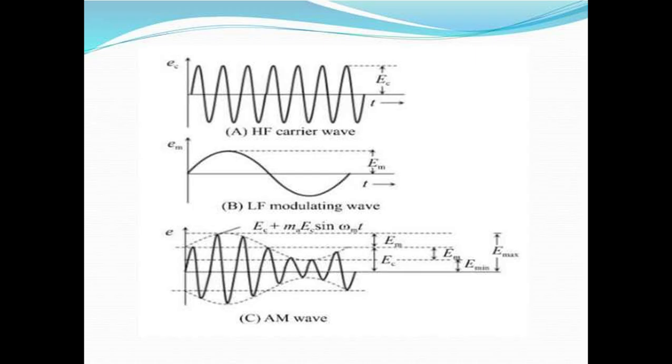High frequency carrier wave signal. This is the output block diagram of amplitude modulation. First one is the high frequency carrier wave. C means carrier wave, E means electromagnetic signal, so E suffix C. Second one is the low frequency modulating wave, that is the original message signal. The oscillator generates the carrier signal. The modulating wave is the original message signal. The carrier wave and the modulating wave go to the transmitter. The transmitter generates the amplitude modulated wave, a high frequency wave. The third diagram is the amplitude modulated wave. So EC, carrier signal plus message signal: EC plus m_a EC sin omega_m t. That is the expression of the amplitude modulated signal.